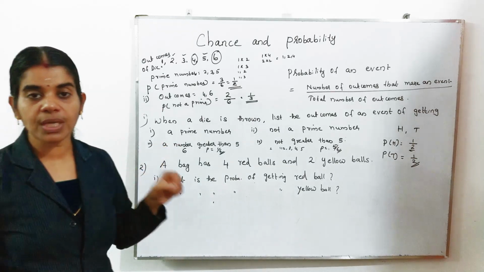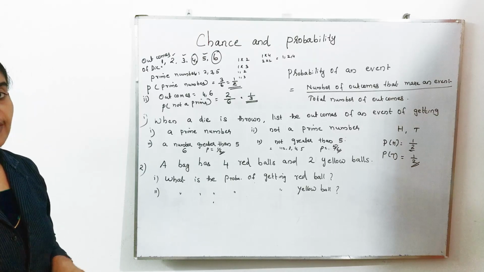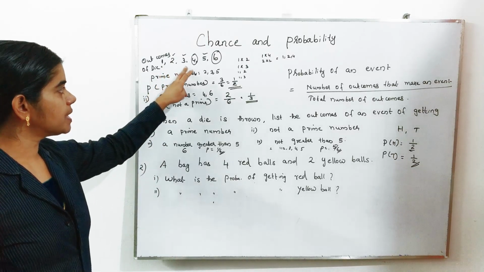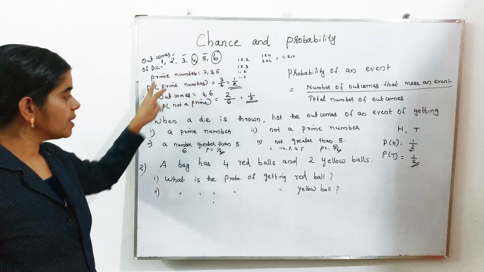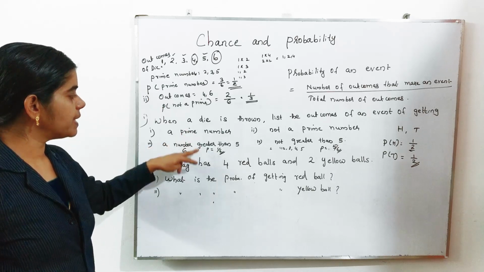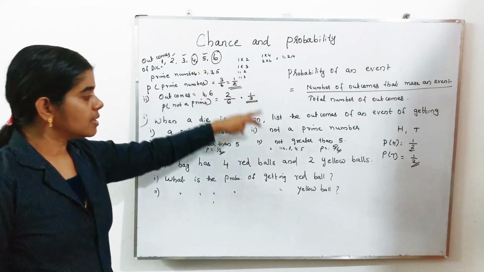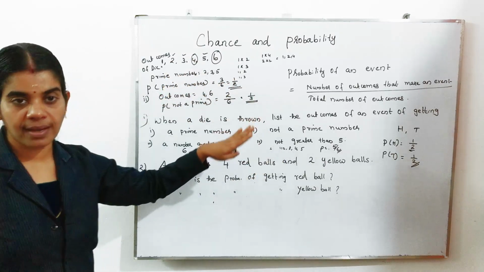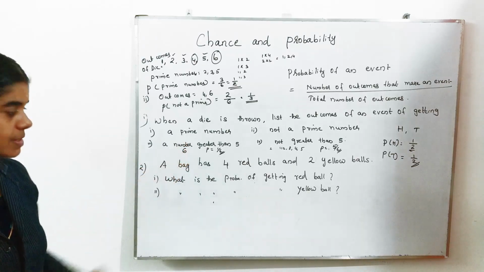Probability actually they didn't ask. Events only or outcomes only you want to write. For the die, 1 to 6 numbers are the possible outcomes. Prime numbers are 2, 3, 5. Composite numbers are 4 and 6. Greater than 5 means only one number, that is 6. Not greater than 5 means 1, 2, 3, 4, 5. They asked events only, outcomes only, but I explained the probability also.